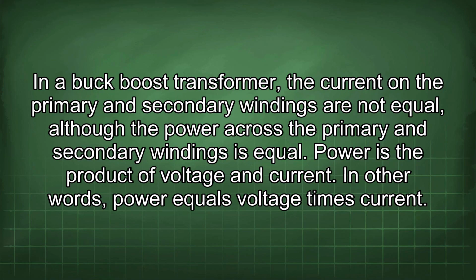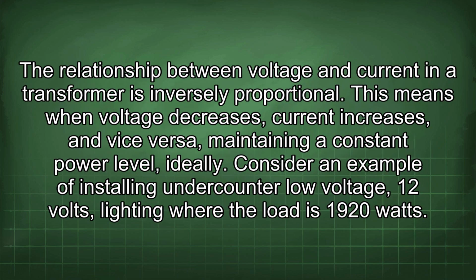In a buck-boost transformer, the currents on the primary and secondary windings are not equal, although the power across the primary and secondary windings is equal. Power is the product of voltage and current. In other words, power equals voltage times current. The relationship between voltage and current in a transformer is inversely proportional. This means when voltage decreases, current increases, and vice versa, maintaining a constant power level, ideally.